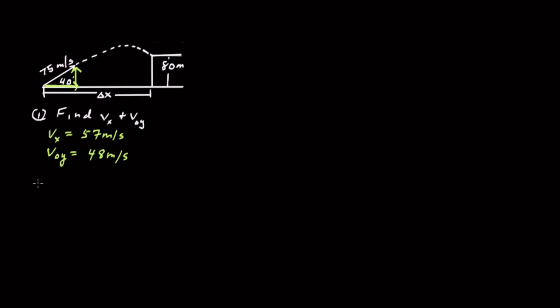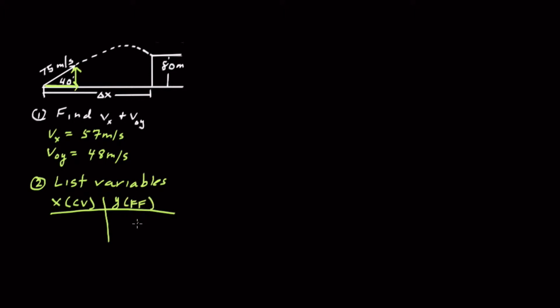And your next step is to list your variables and your unknown. So list your given variables and your unknown. And remember, we separate these into what's going on along the horizontal. That CV stands for constant velocity. It is still moving at a constant velocity along the horizontal. There's no force to change its motion. And for Y, I'm just going to put FF here to remind me it is in free fall.